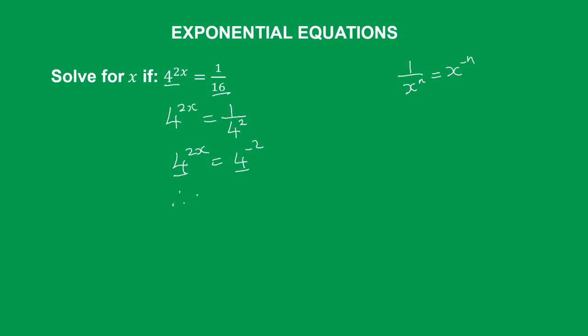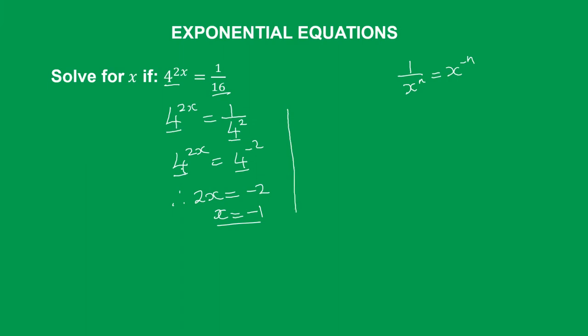Therefore, 2x is equal to negative 2. Then divide by 2 on both sides of the equation. X is equal to negative 1. But most of the times when you're dealing with exponents, we say that our bases must be prime. So we can also do that.